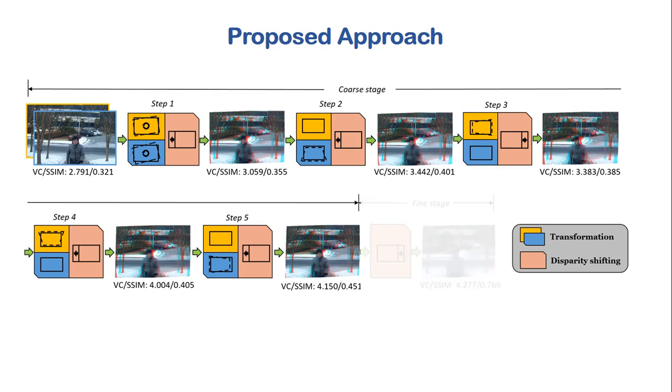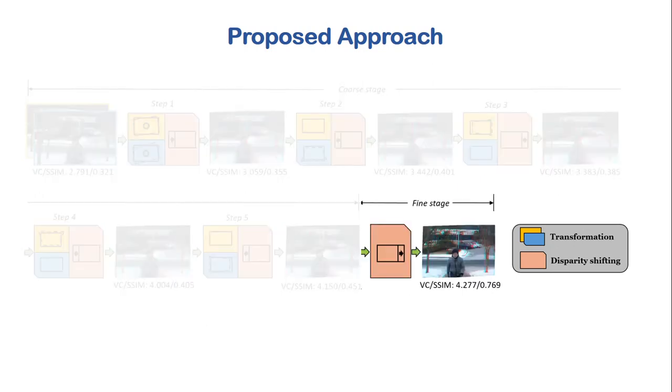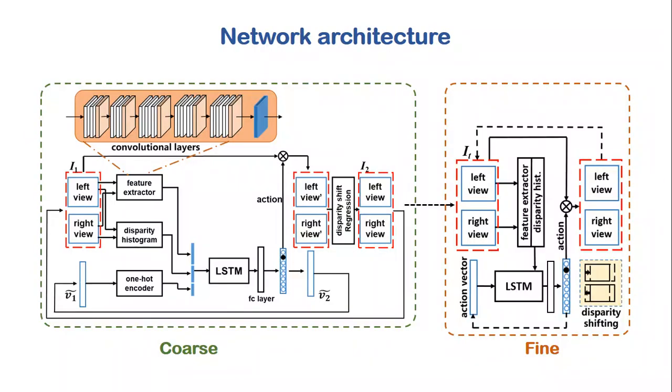Particularly in the coarse stage, the state, including left and right images, disparity map, and historical action vector, is sent to the model for transforming images and then quickly evaluate its visual comfort. After that, in the fine stage, we refine the disparity range of the previously processed stereoscopic images by shifting the left and right views to further enhance its visual comfort. From now, let me introduce our model's details stage by stage.